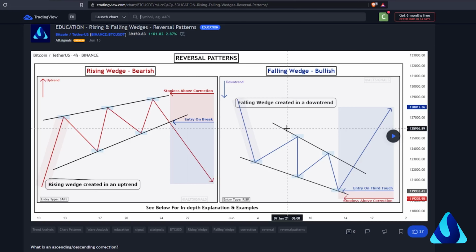One, you have a safe entry. The other, you have a risk entry. So what do we mean by that? So essentially what we're saying is a safe entry is where you see the pattern forming, you've got the wedge here, and you wait for this breakout to occur around about here.